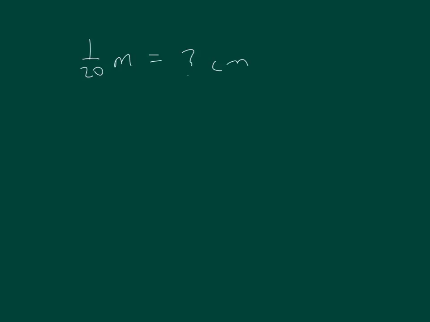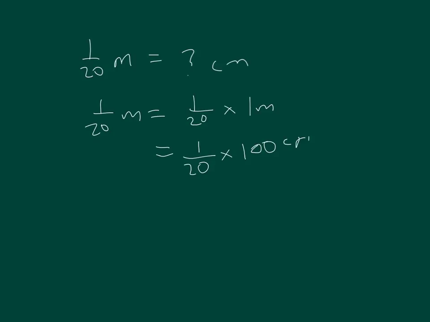Next asked, 1/20th of a meter equals how many centimeters? 1/20th of a meter is equal to 1/20th times 1 meter. And we know that 1 meter is equal to 100 centimeters. I can cancel the 100, cancel the 20 to become a 1. 100 becomes a 5. So it's 1 times 5 equals 5 centimeters. Each side is 5 centimeters.